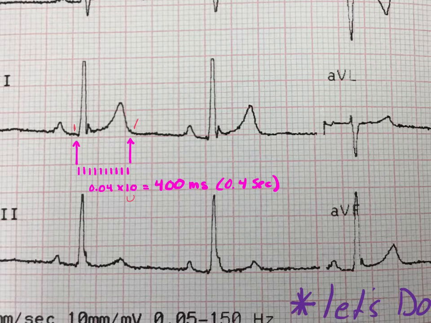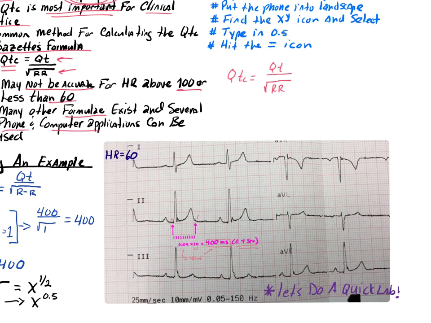Each box is 0.04 seconds, right? You guys okay with that? Or 0.04 seconds is also 40 milliseconds, right? So 40 times 10 equals 400. So the QT interval that I identified is 400 milliseconds, or 0.4 seconds. Now that I have that, I have one piece of information that I can plug into my formula here, right? You guys cool with that? So the QT equals 400 milliseconds.